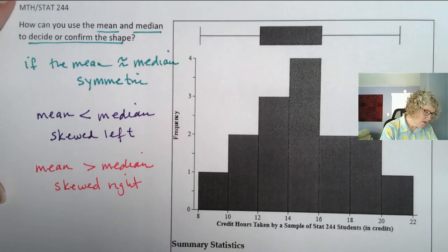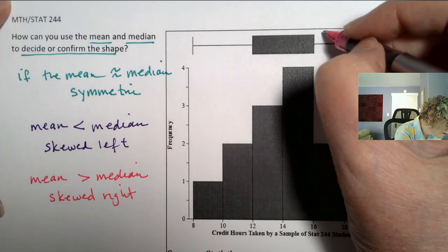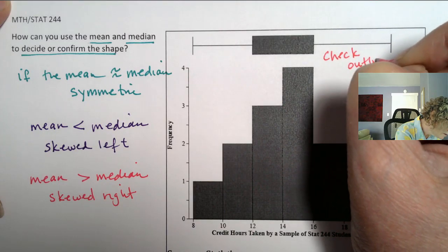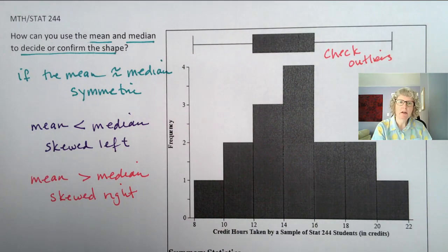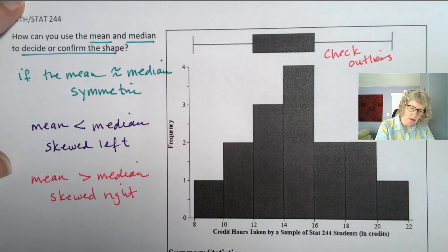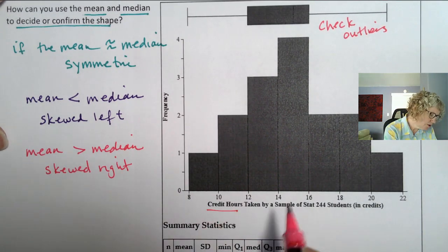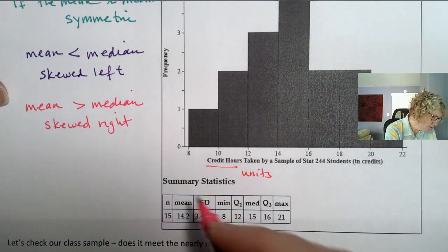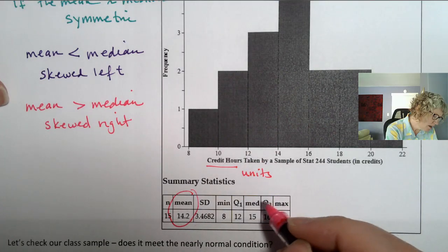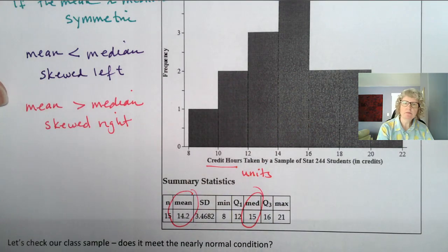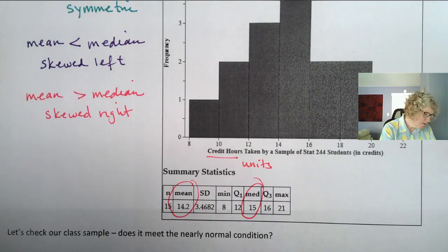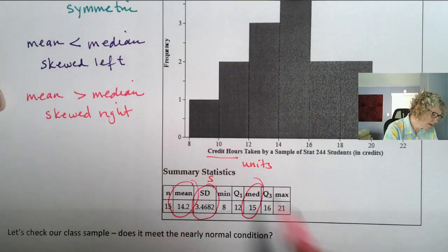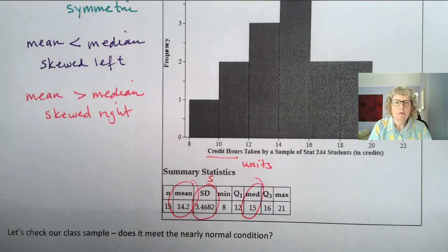Okay, so we want to have this box plot. I'll just say check outliers. Remember, it'll come up with like a star if there's an outlier. We always want to label and have our units. And then down here, we can compare our mean and our median, right there. And we also are going to use this. This is our sample standard deviation, right? So that's S in our formula.